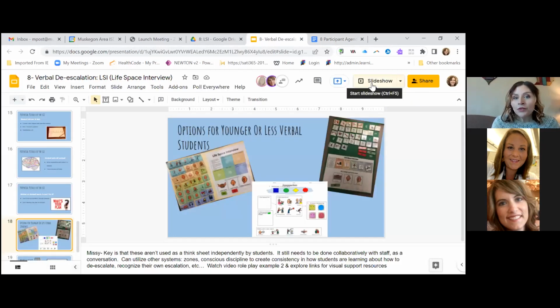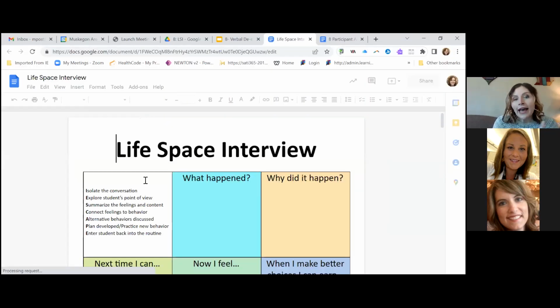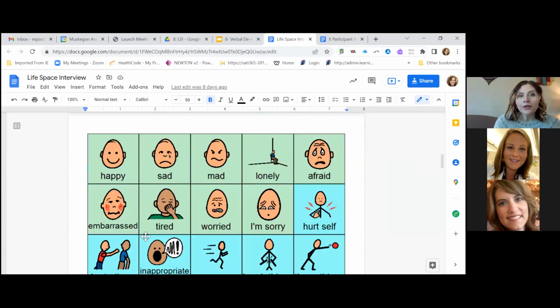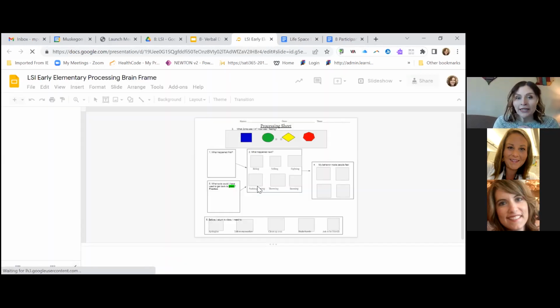So I'm going to show you those different examples before you watch. This one here is not editable, but if you needed to create some additional visuals, you could just add the same color background to it. Everything is color coded to help with the process. Here are the steps to the LSI, and then the cards that you would print for students. That's one example, usually on a file folder. We also have this processing sheet, still not an independent think sheet, so make sure that we're not thinking of it like that. It's still something we would do with students.